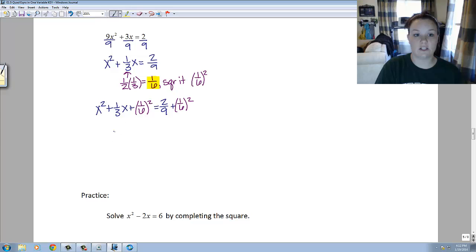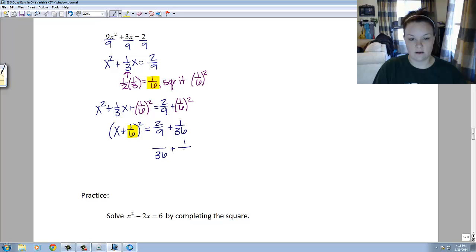Now on the right hand side I have to do a little bit of manipulating to get these into 2 values that I can combine. So I have 2/9. 1/6 squared is 1/36, and then I need a common denominator, which here would be 36. My second term already has it. My first term, in order to get 9 to 36, I would need to multiply on top and bottom by 4. So 4 times 2 would give me 8/36. Now I can combine these 2 fractions, which means I have (x + 1/6)² is equal to 9/36.